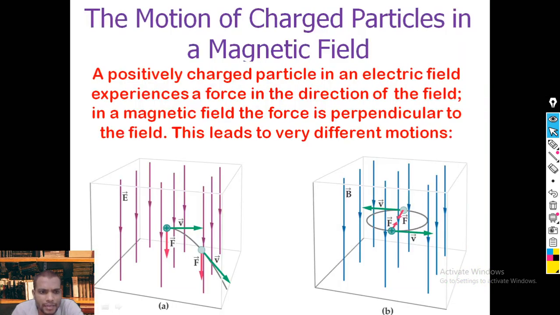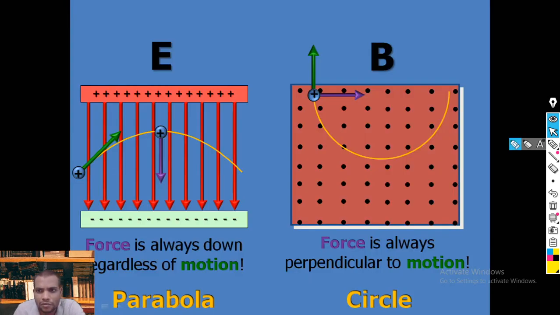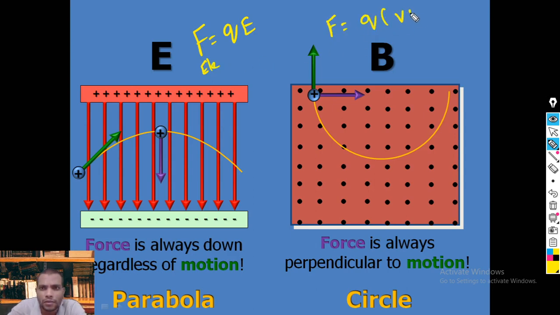And we know the magnitude of the forces. In an electric field, the magnitude of the force F equals QE, the product of charge times electric field. This is the electric force. And the magnetic force F equals Q times V cross B, the velocity vector and the magnetic field vector. If you combine these two, that becomes the Lorentz force.